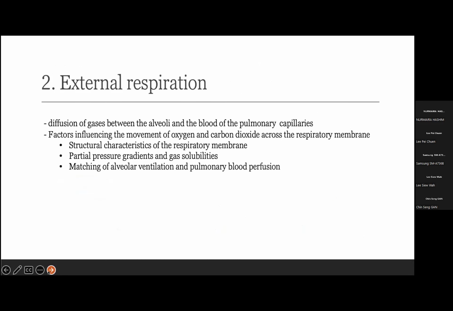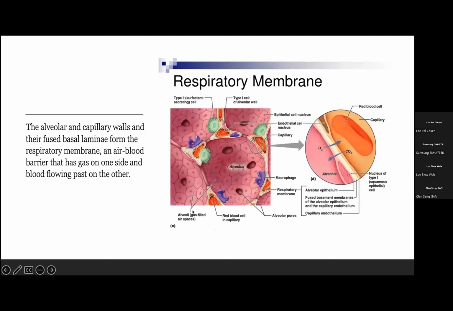Next, I will talk about external respiration. This is the gas exchange between the alveoli and our pulmonary capillaries. Factors that influence the movement include our respiratory membrane structure, our partial pressure gradients and gas solubility, and the matching of alveolar ventilation and pulmonary blood perfusion. This is our respiratory membrane, which is the fusion of the alveoli and capillary wall. They fuse together and form this air-blood barrier that allows gas to go in and out from each part.